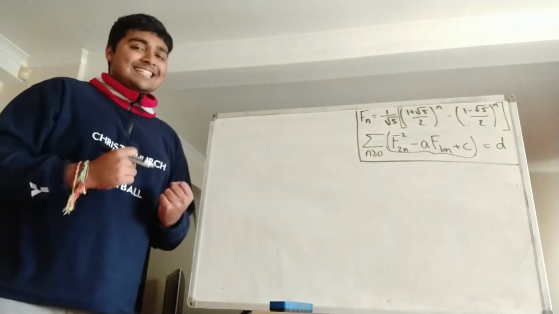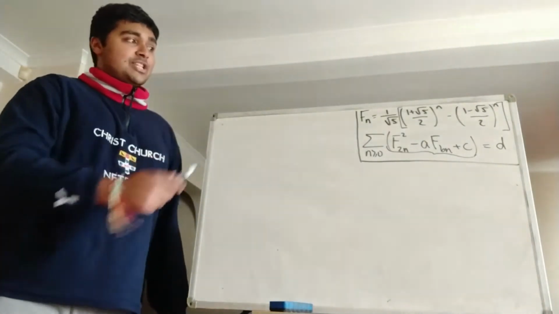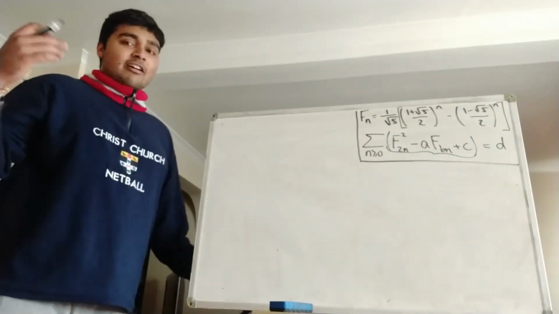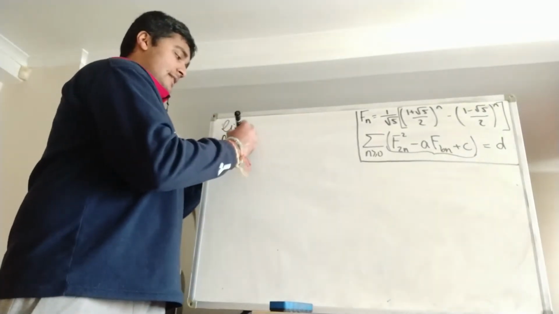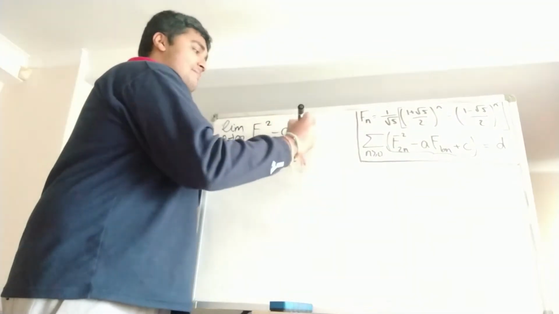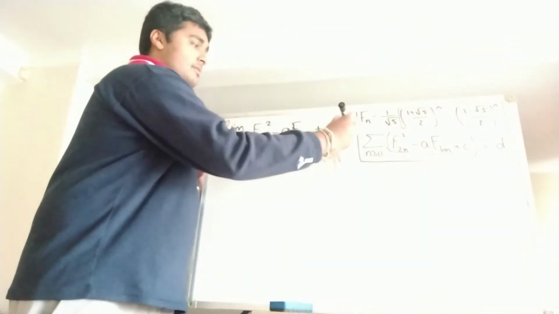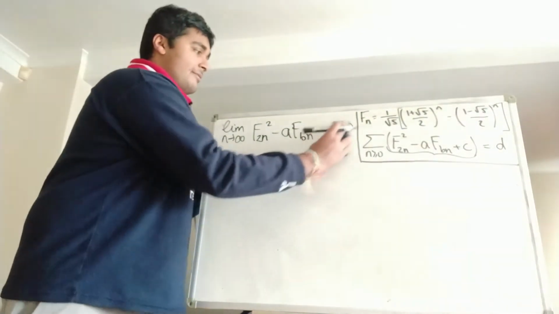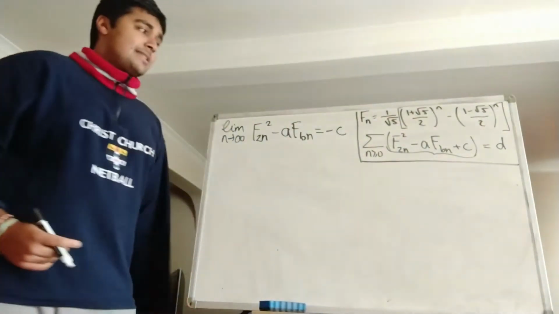Because if it didn't tend to 0, then there's no way this sum could converge, let alone converge to d. So certainly the thing inside the sum must tend to 0. So we have that the limit, as n goes to infinity, of (f_{2n})^2 minus a times f_{bn} plus c must equal 0. But I can just bring this c onto this side, so I get the limit of (f_{2n})^2 minus a f_{bn} is just equal to minus c, like so.